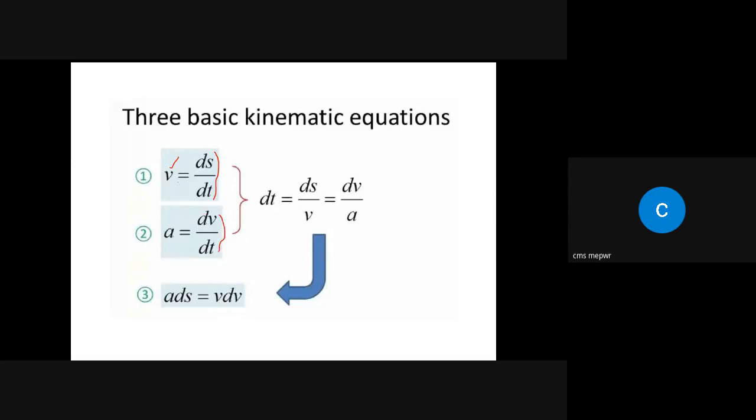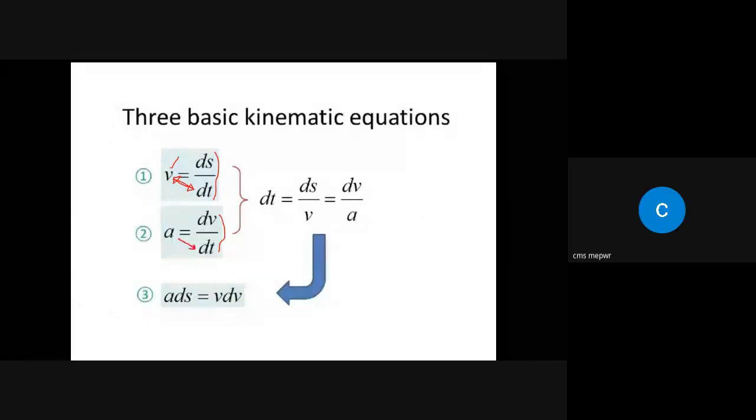Now let's do it this way. If I take this dt over here and this v over here, what equation will we get? ds divided by v is equal to dt. Okay, very good. Now let's say I move this dt over here and dv over here. What equation will I get? dt is equal to dv by a.